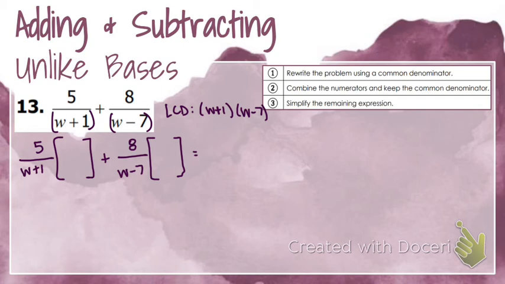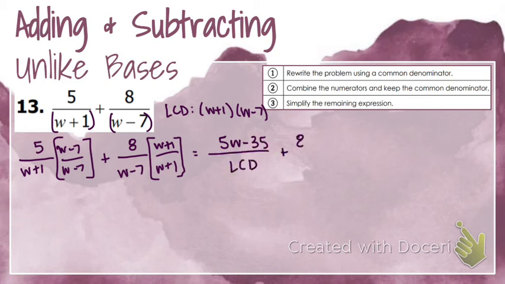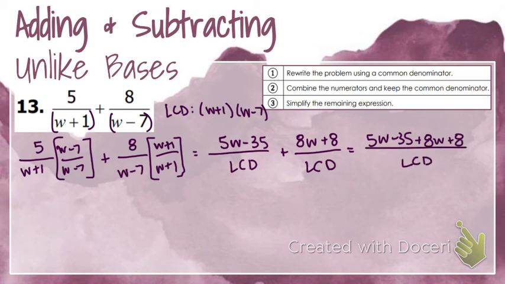We had to multiply this one by w minus 7, so we have to do it top and bottom. And we had to multiply this one by w plus 1, so we'll do it top and bottom. So this gives us 5w minus 35 over our LCD plus 8w plus 8 over our LCD. Since the denominators are the same, we can just add straight across. So 5w minus 35 plus 8w plus 8 all over the LCD.